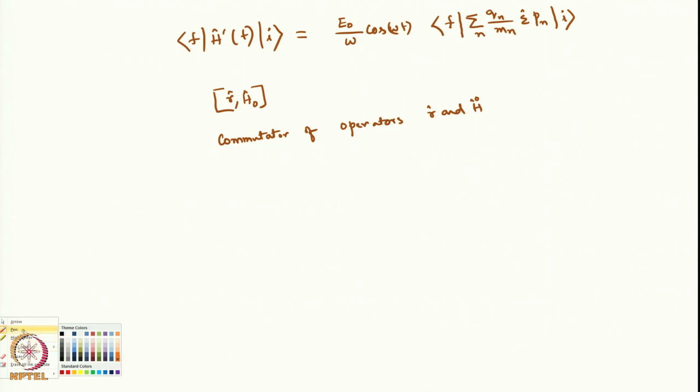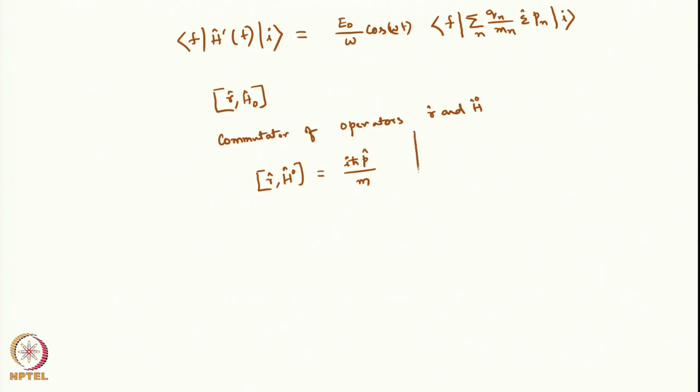Right. Now, this commutator [R, H naught] can be evaluated to be i h bar p by m. Okay. Now, I am going to take a small detour and try to evaluate this commutator.